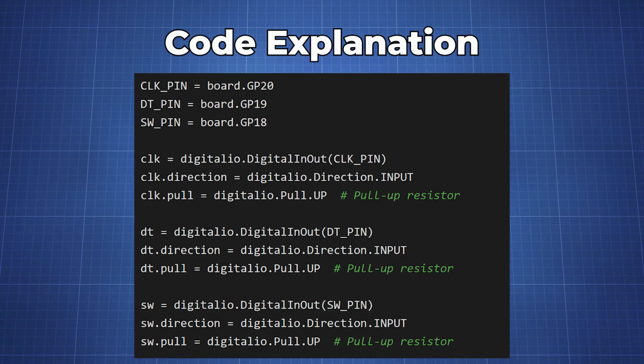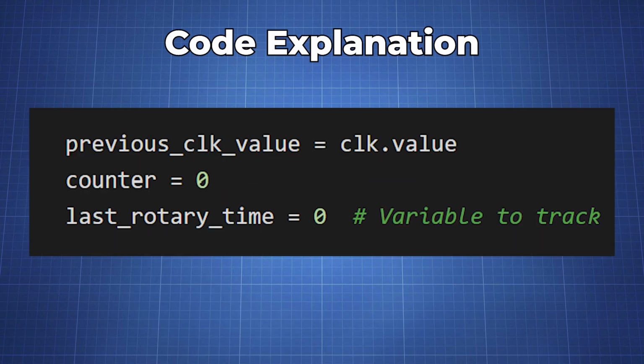We then go and set up the rotary encoder pins. The clock, the data and switch pins are defined and set up similar to the buttons. This will allow the microcontroller to detect the rotation and the pressing of the rotary encoder switch. We then set up the rotary encoder variables. Previous clock value will store the last state of the clock pin. To detect changes, we will use a counter, which will be a variable to keep track of how many steps the rotary encoder has moved. Last rotary time records the last time the rotary encoder was turned to manage timing.